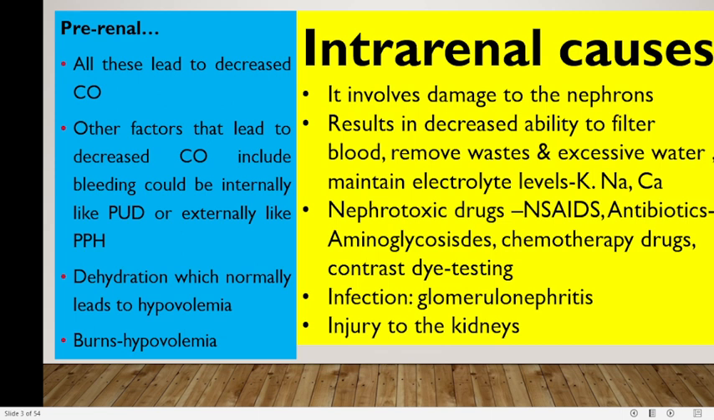Number two cause of acute renal problems is intrarenal causes, and intra means in. So it involves damage to the nephrons. Remember, the nephrons are the functional units of the kidneys. So when this happens, it results in decreased ability to filter blood, and remove wastes and excessive water. Also, there's decreased ability to maintain electrolyte levels, the most common ones being potassium, sodium, and calcium.